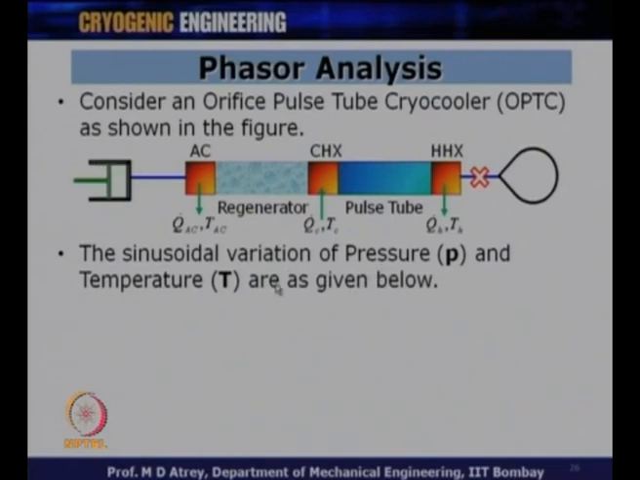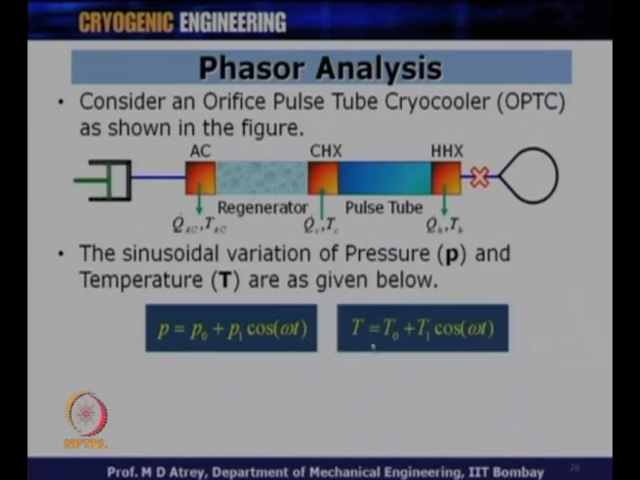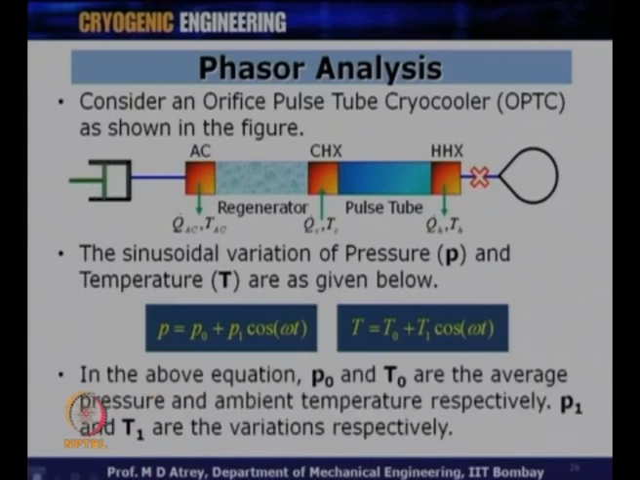The sinusoidal variations of pressure and temperature are as given below, as we have just assumed. Let us assume pressure P is equal to P0 plus P1 cos omega t, while temperature T is equal to T0 plus T1 cos omega t. These are the sinusoidal variations of pressure and temperature. In the above equation, P0 and T0 are the average pressure and ambient temperature respectively. They are average values around which the variations happen, where we can call T0 the ambient temperature and P0 the average pressure, while P1 and T1 are the amplitudes of the pressure and temperature variation.